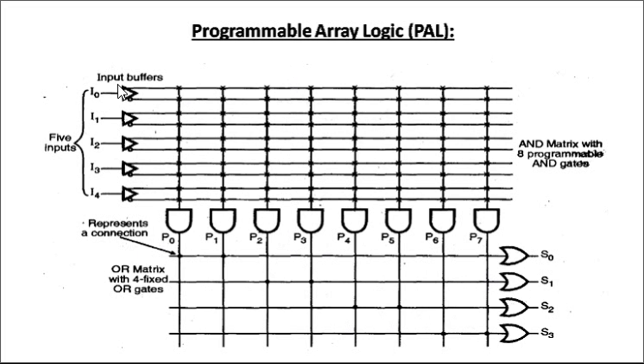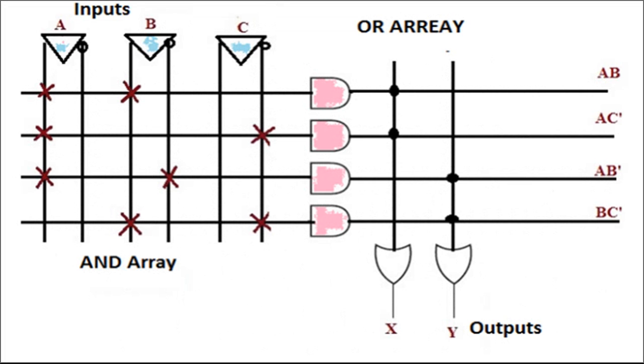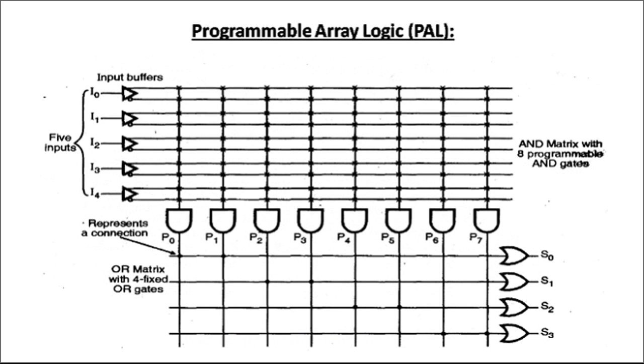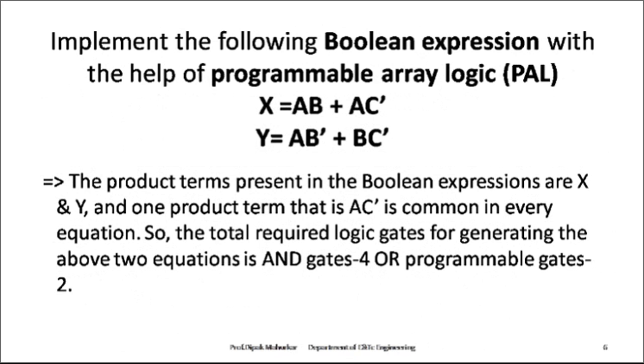Okay, so the PAL structure: input buffers, and this represents a connection. An OR matrix with 4 fixed OR gates, and an AND matrix with 8 programmable AND gates. Okay, so we'll take an example and it will be clear. See now, in the example, implement the Boolean expression with the help of programmable array logic.